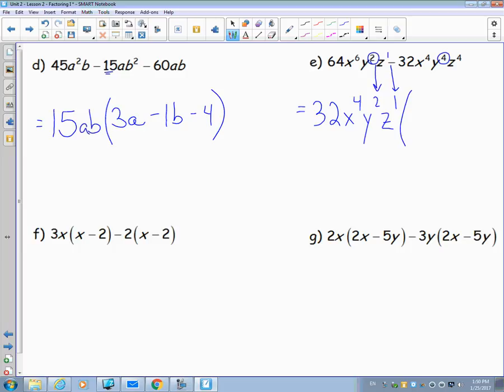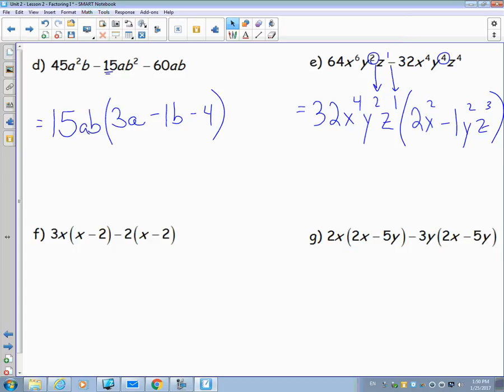Let's divide. 64 by 32 makes 2. There are 6 x's. We took out 4. We're left with 2. There are no y's left. There's no z's left. We took them out. Minus 32 by 32 is 1. We took out all 4 x's. We took out 2 y's. We're left with 2. We took out 1 z. We're left with 3. Again, check your brackets. Make sure there's nothing common left inside the brackets. That's how you know you're done. I see no common letters in the brackets, and 2 and 1 aren't divisible by the same number.